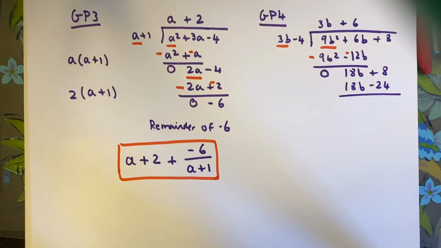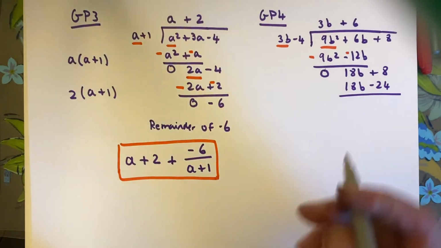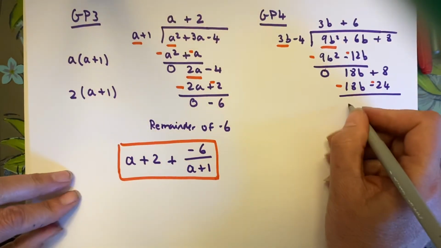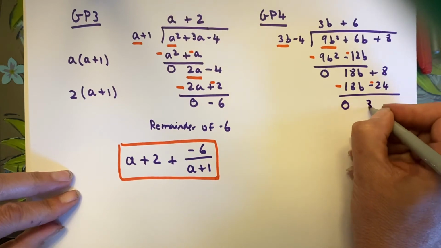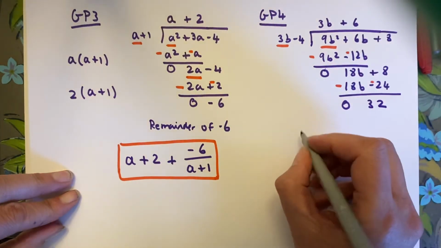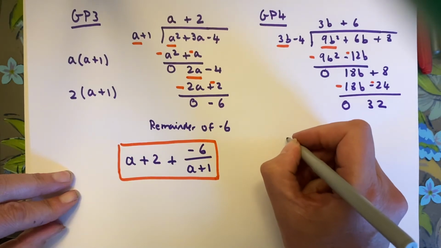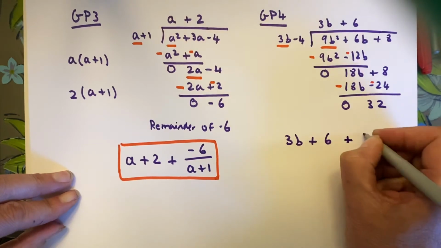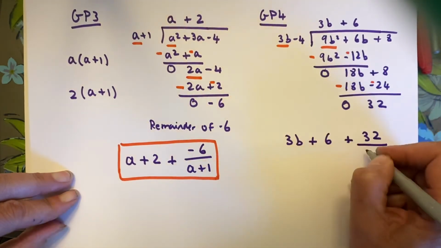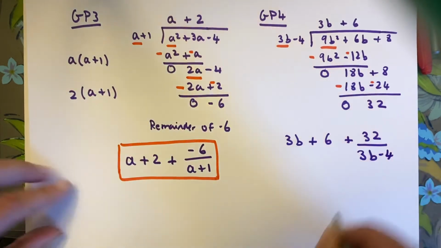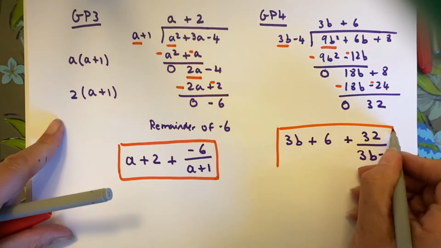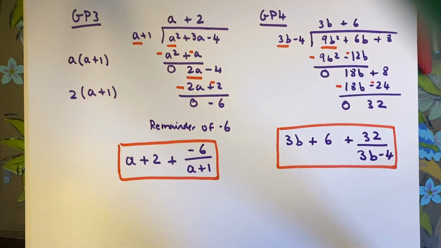When I subtract those, I'm changing my signs again, I'm going to end up with 0 and a positive 32. So my answer is going to be 3b plus 6 plus 32 divided by 3b minus 4. Okay, that's guided practice 3 and 4.